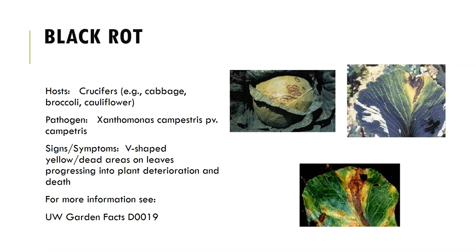If black rot does develop, especially severe black rot, remove all impacted plants, as well as any plants in the cruciferous family that are within a 3 to 5 foot radius of that impacted plant. Then dispose of these plants by burning, burying, or you can compost these.